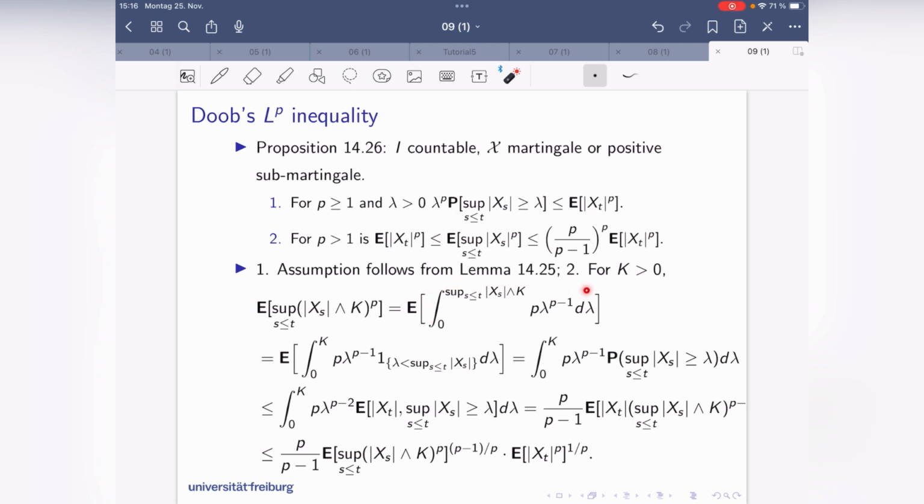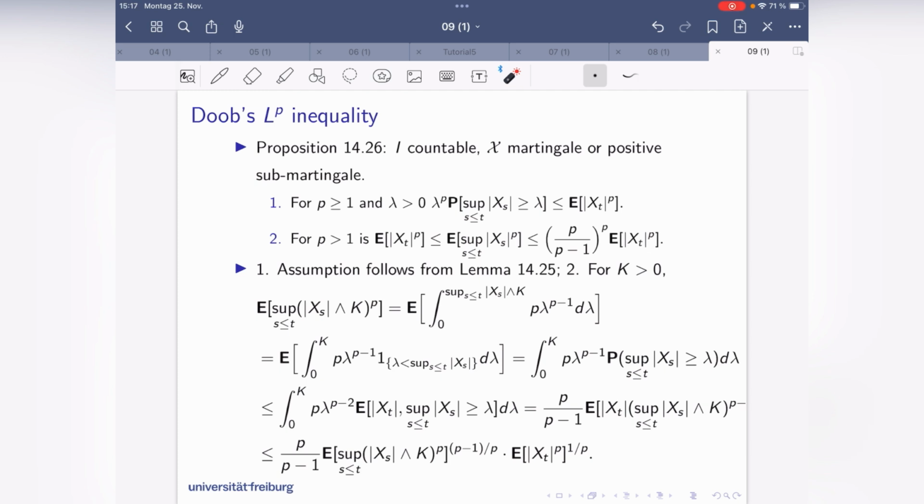This integral here: p times lambda to the p minus 1 has an antiderivative, which is lambda to the power of p. I'm putting this here instead of the lambda, and I have exactly this here, which is the explanation for this equality. Of course, I can also say, well, I'm not integrating from 0 to the supremum here, I'm integrating from 0 to k, but I multiply this with the indicator that lambda, the integrating variable, is less than this maximum here. That's also easy.